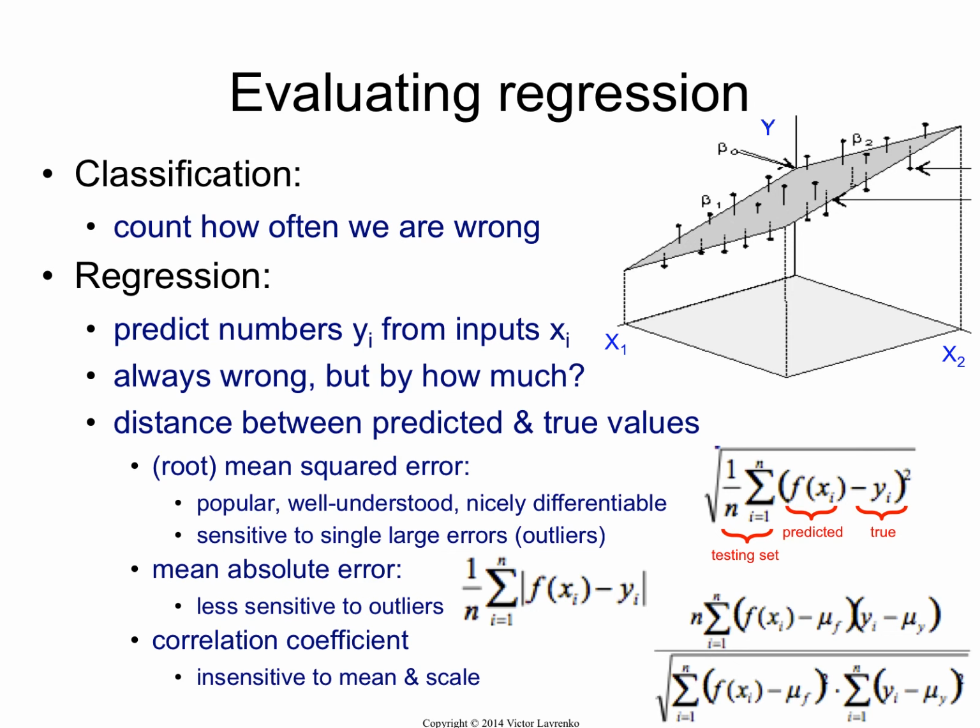So in relative terms, mean squared error is very sensitive to outliers. Mean absolute error is a lot less sensitive to outliers, but still very sensitive to the mean prediction and the scale of predictions. And correlation coefficient is completely insensitive to mean, completely insensitive to scale. It is sensitive to outliers, though.